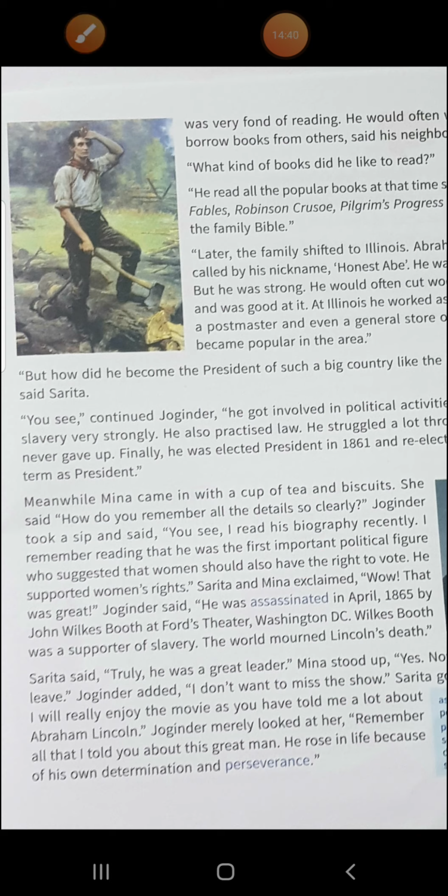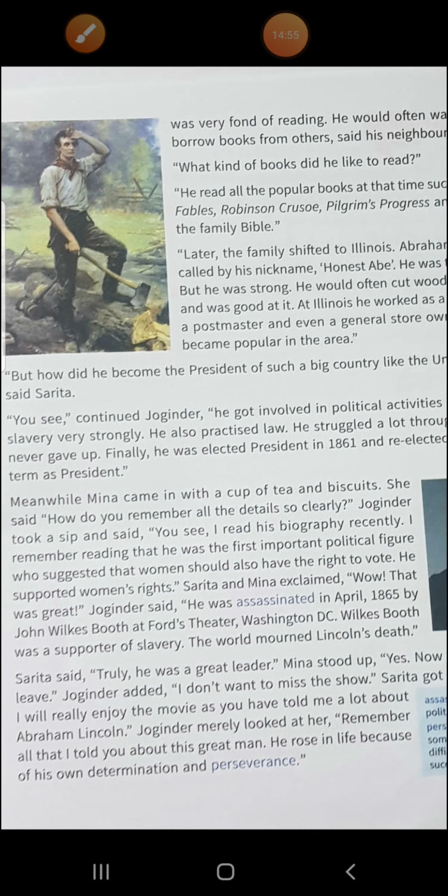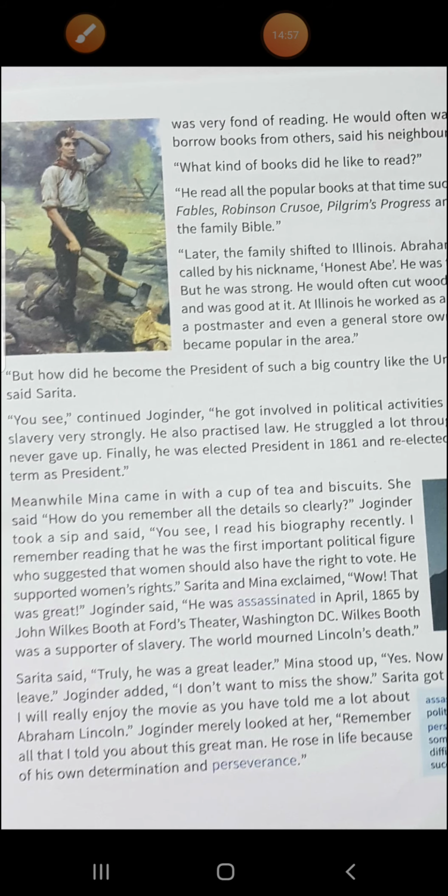Joginder's wife, or you can say Sarita's mother. She came with a cup of tea and biscuits and she said, how do you remember all the details? How do you remember every detail part of Abraham Lincoln? So Joginder said that recently he has read his biography.